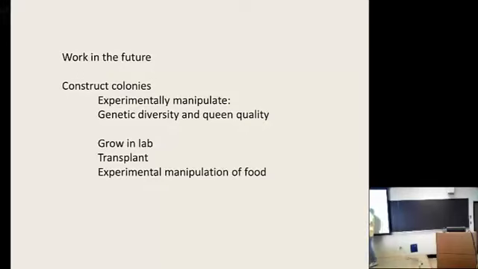We're going to construct these colonies, and then experimentally, as we construct the colonies, we can manipulate genetic diversity and queen quality. Then we grow them in the lab until they get to a point where we can feel good about transplanting them back out into nature. And then we're going to measure them for whatever years.